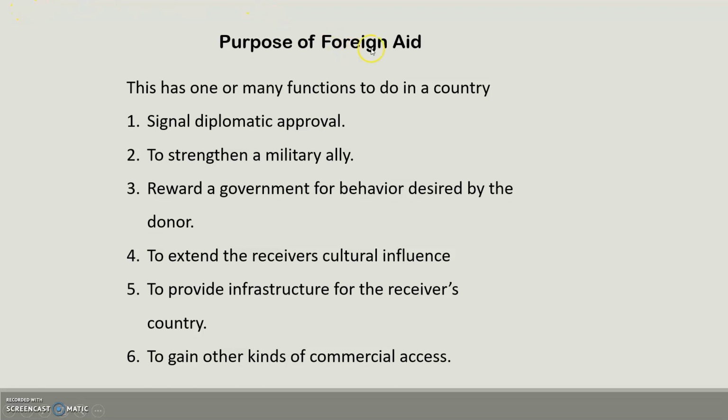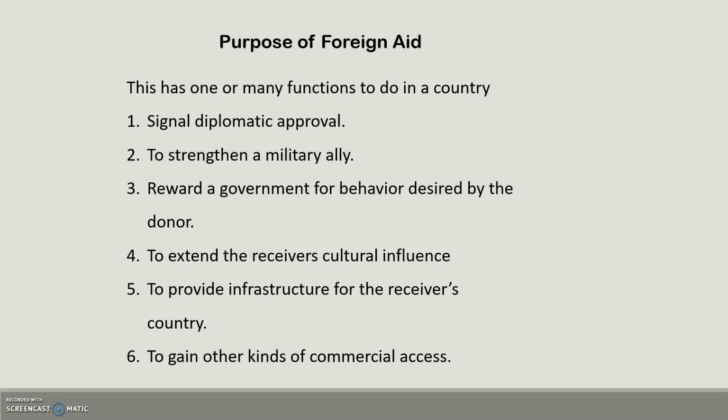What are the purposes of foreign aid? It may have a single purpose in a country, or there may be multiple functions in a country. Sometimes it is to get diplomatic approval or to strengthen a military ally. For example, you have two countries, country A and country B. Country A is the donor country, and country B is the recipient country. Country B needs military security inside their country.